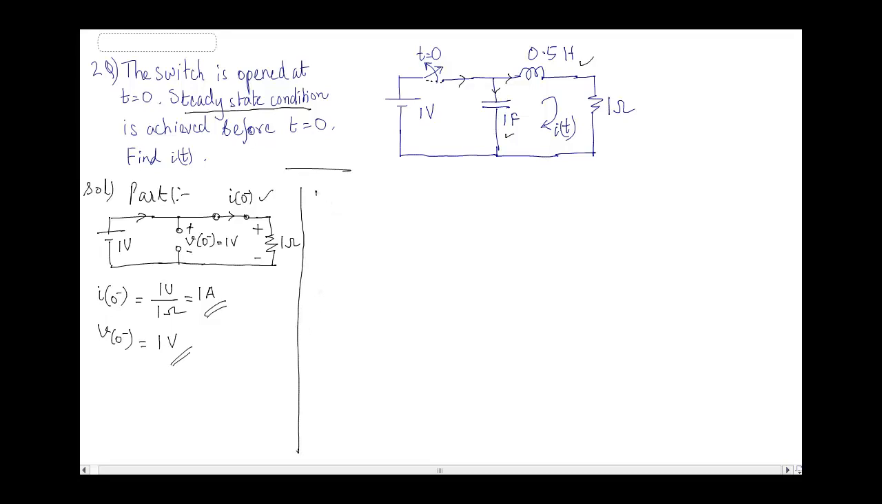Now once I have got that, I will do part 2. In part 2 I have to draw the Laplace circuit. Always remember we have to draw the Laplace circuit.